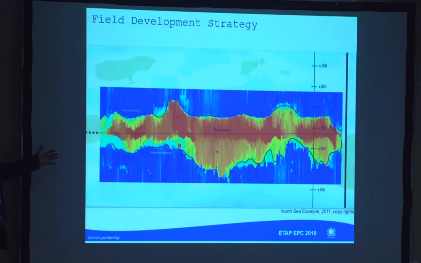We can, even by having this inversion, map the top and base of the reservoir and export it to update our static modeling that will be used in the dynamic model for the reservoir engineers, for example, to do the work. This is the example of North Sea.